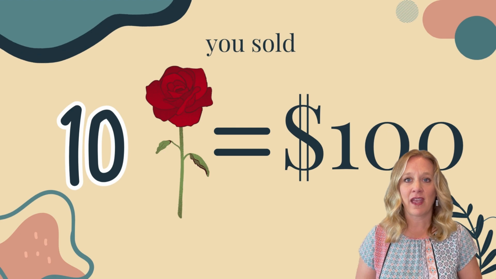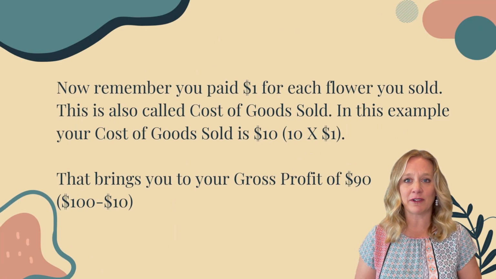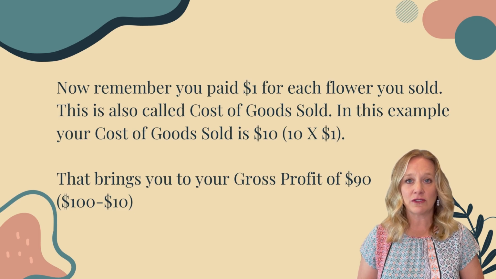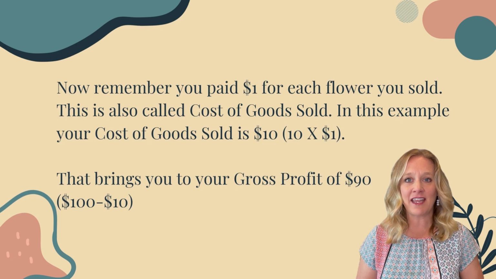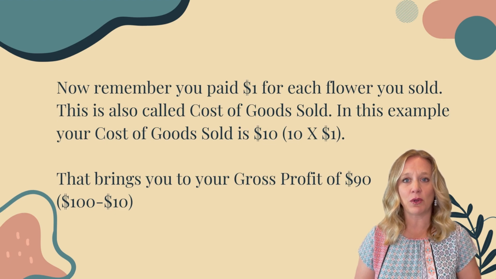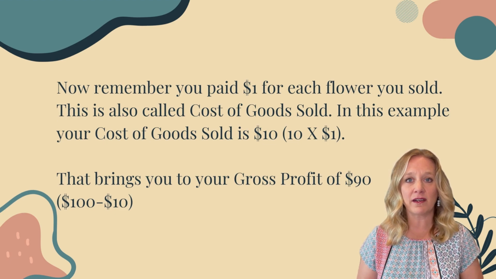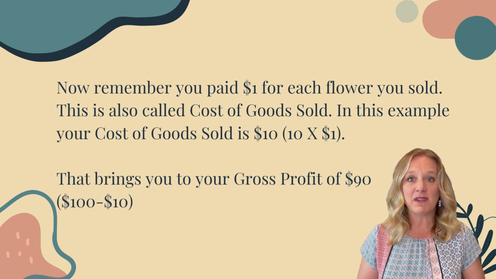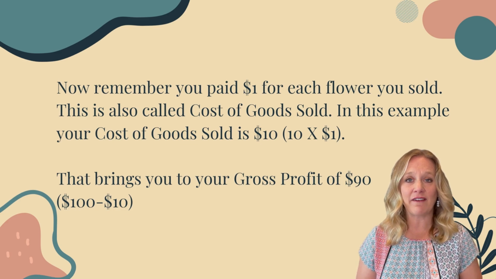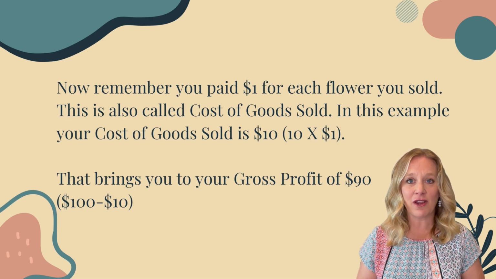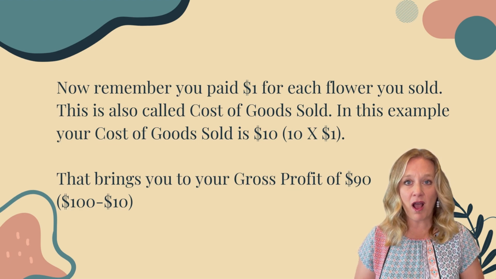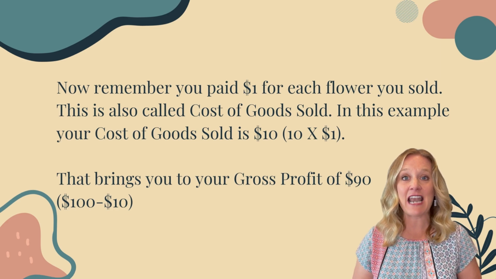That's your revenue. Now remember, you bought each flower for $1. So since you sold 10 flowers and you paid $1 each, that is $10. That number represents what is called cost of goods sold. If you're producing a product that you are selling, or you have materials that are going into something that you sell, you have cost of goods sold. So $100 minus the $10, your gross profit in this example is $90.